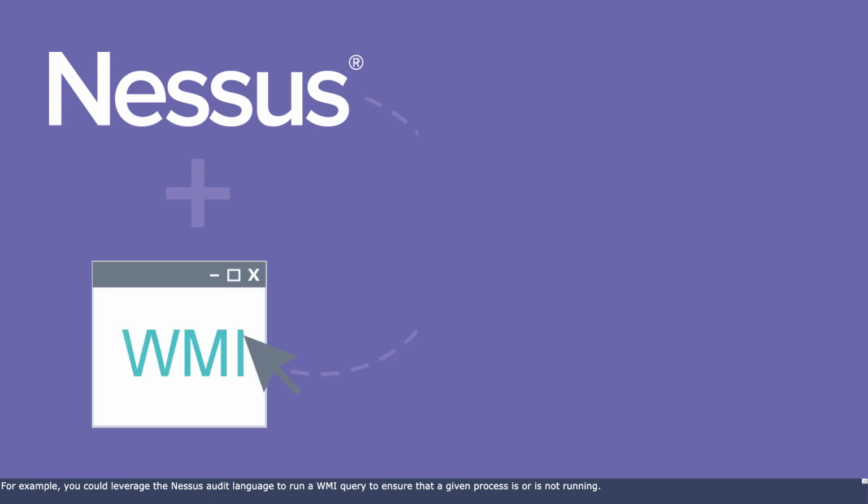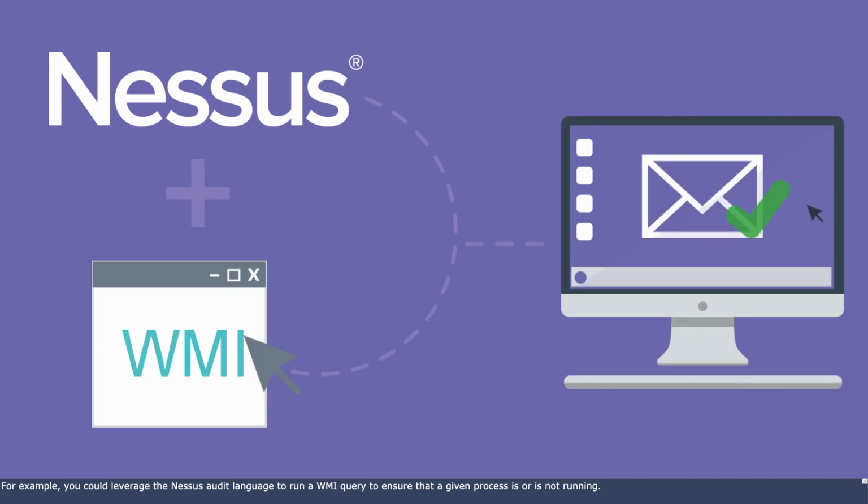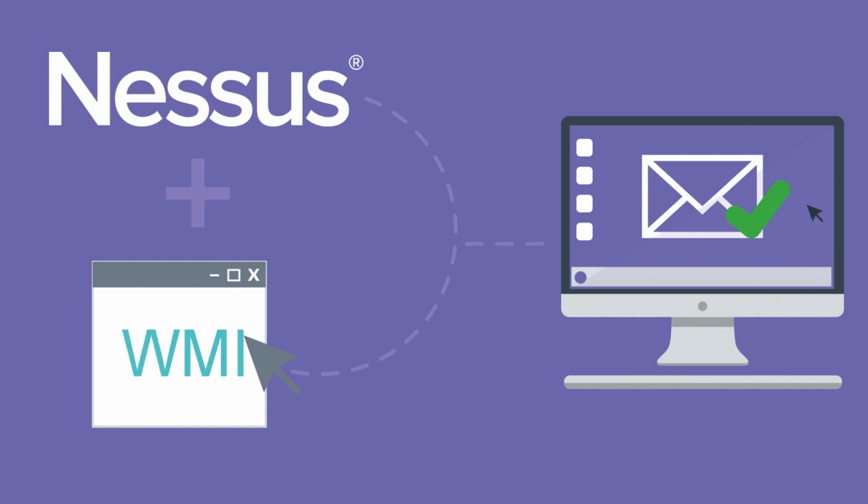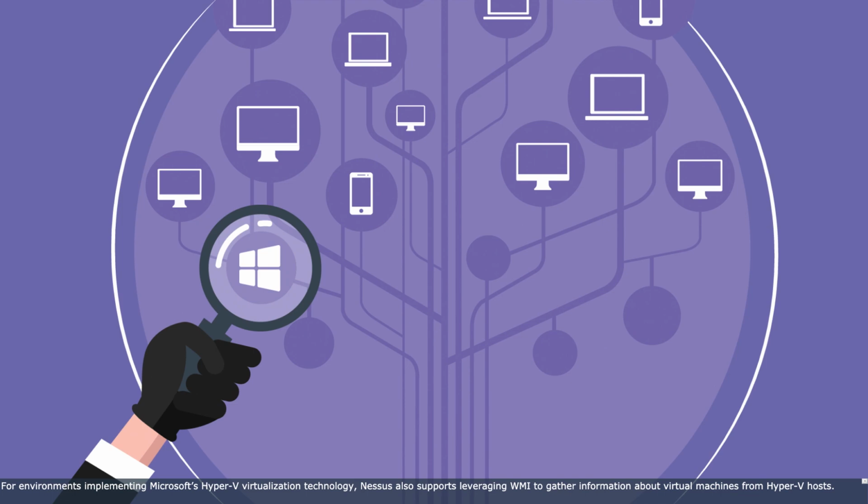For example, you could leverage the Nessus audit language to run a WMI query to ensure that a given process is or is not running. For environments implementing Microsoft's Hyper-V virtualization technology, Nessus also supports leveraging WMI to gather information about virtual machines from Hyper-V hosts.